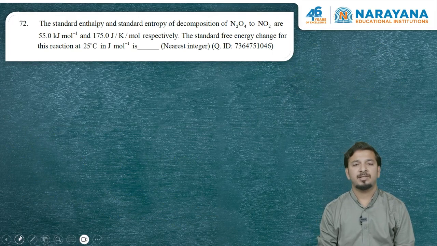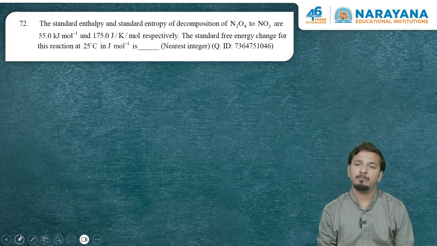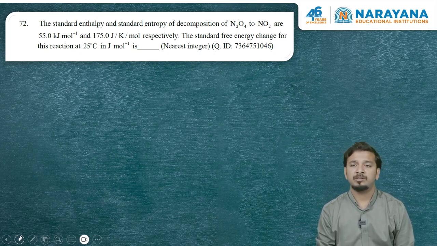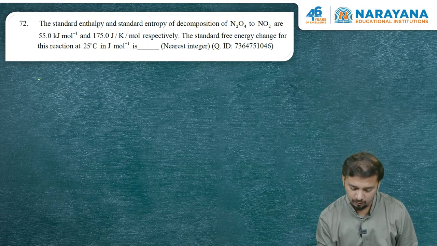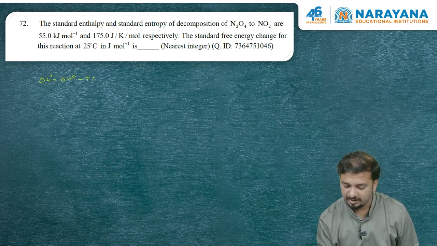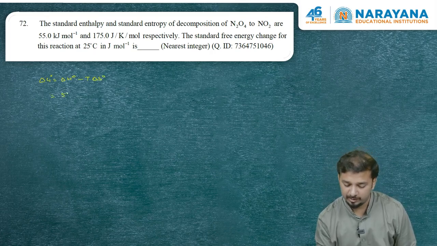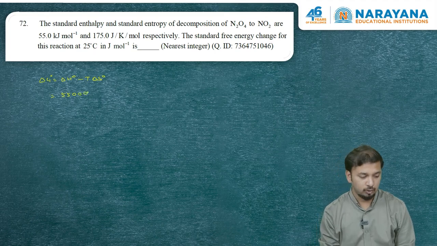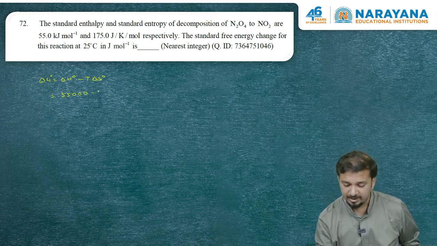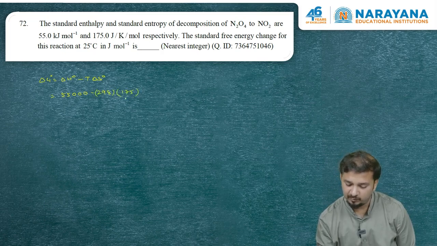Moving to next question, they are saying the standard enthalpy and standard entropy of decomposition of N2O4 to NO2 are 55 kJ per mole and 175 Joule per Kelvin per mole respectively. What is the standard free energy change for this reaction at 25 degrees centigrade in Joule per mole? So we know delta G naught is equal to delta H naught minus T delta S naught. Delta H naught given is 55 kilojoule per mole, so I can write it as 55,000 joule per mole minus temperature given is 298 Kelvin into delta S naught is given as 175.